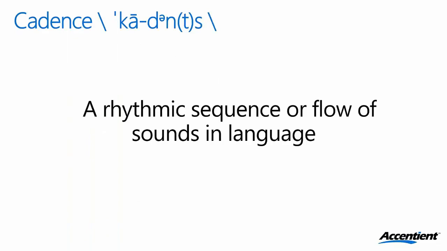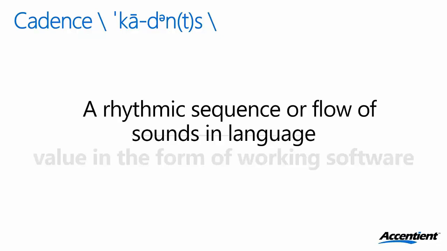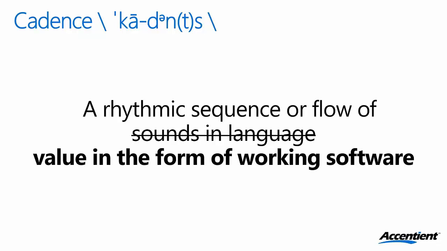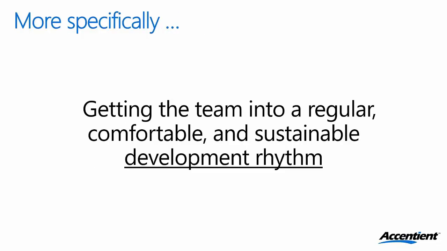Cadence is defined as a rhythmic sequence or flow of sounds in language. Nothing to do with our talk today, so let's just switch that around a bit and say the flow of value in the form of working software. So we want to develop kind of a rhythm, getting the team into a comfortable, sustainable, regular development rhythm. And this is done through working in iterations, working in a collaborative fashion. A lot of these things you've probably heard about before, but why do we care? Why do we want to get into a cadence and get into this rhythm?